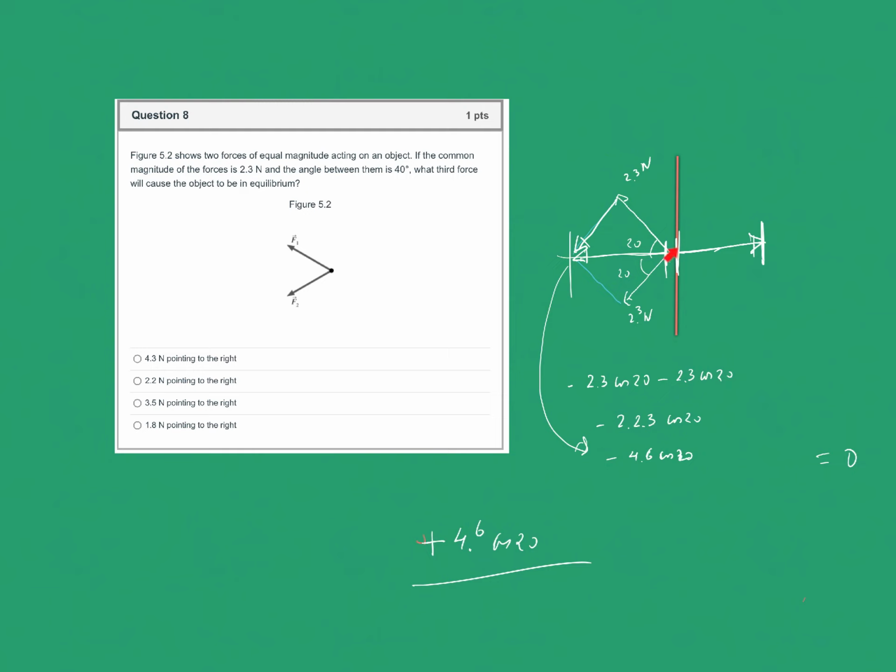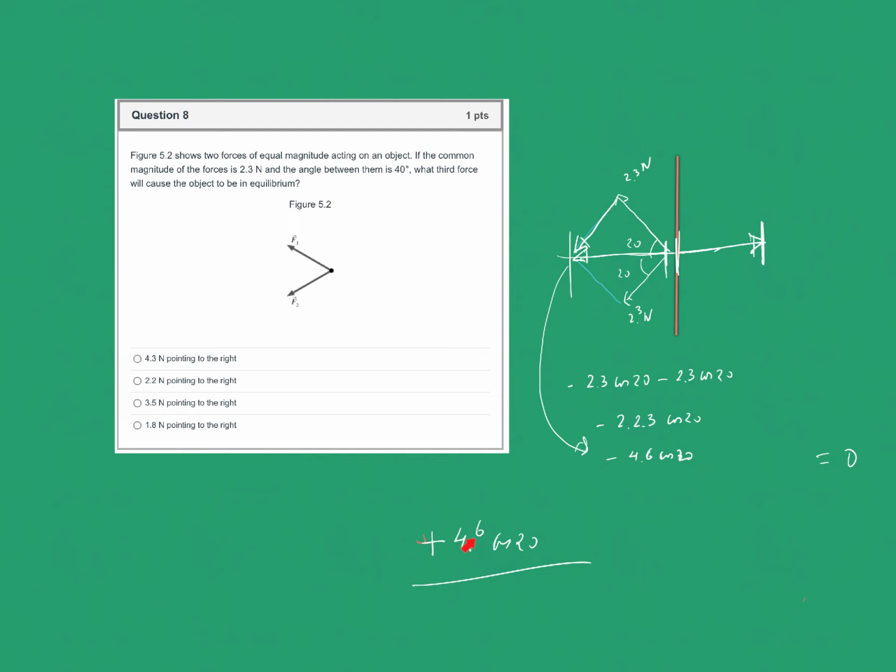So this is the amount of force going in the negative x direction. So I should add a force going in the positive x direction to make the sum equal 0. The amount of force will be 4.6 cosine of 20, going to the right. Cosine of 20 should be like 0.7, 0.8.